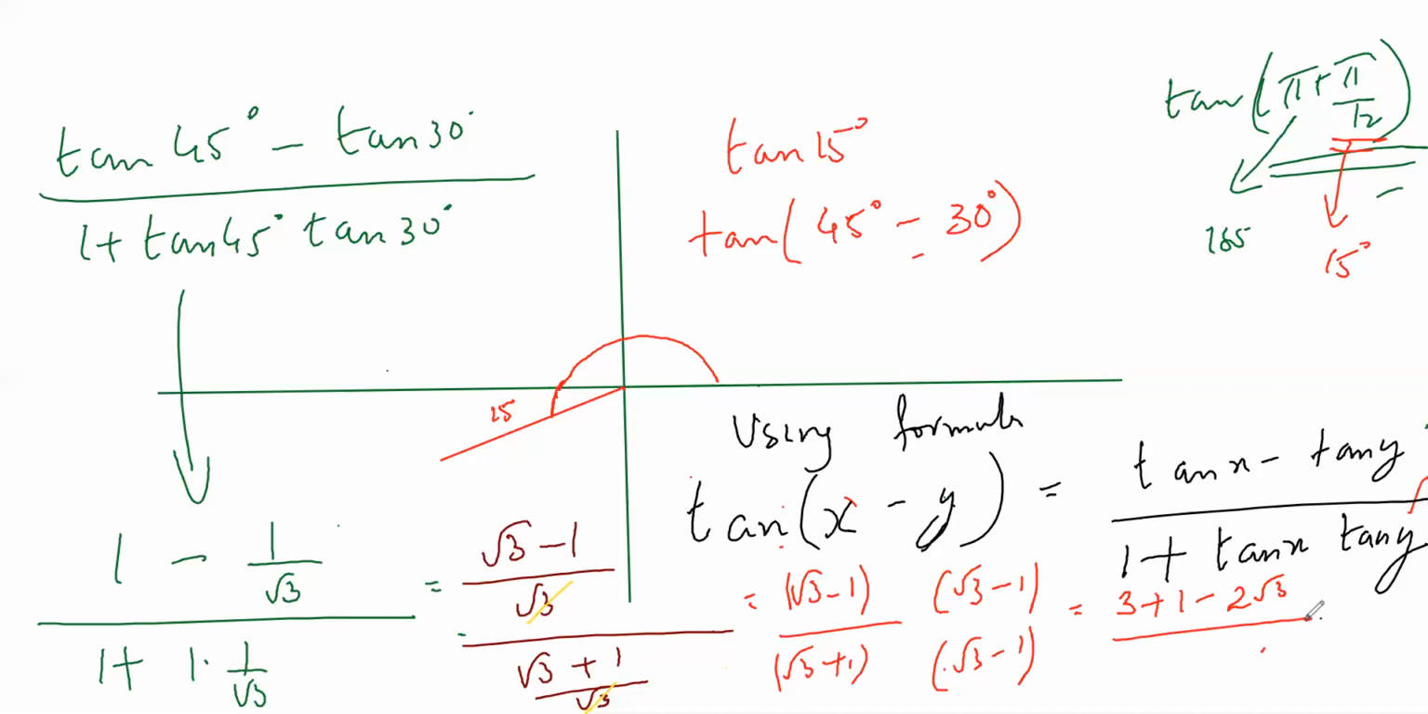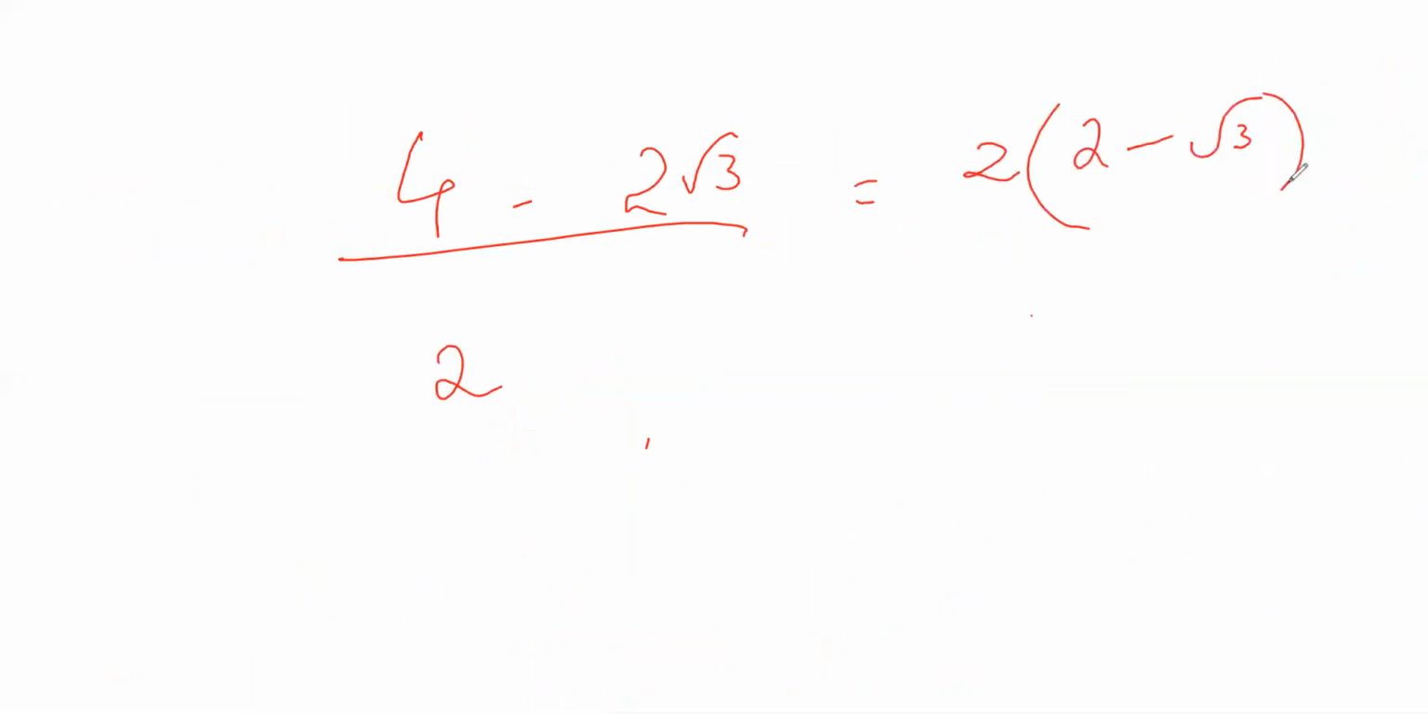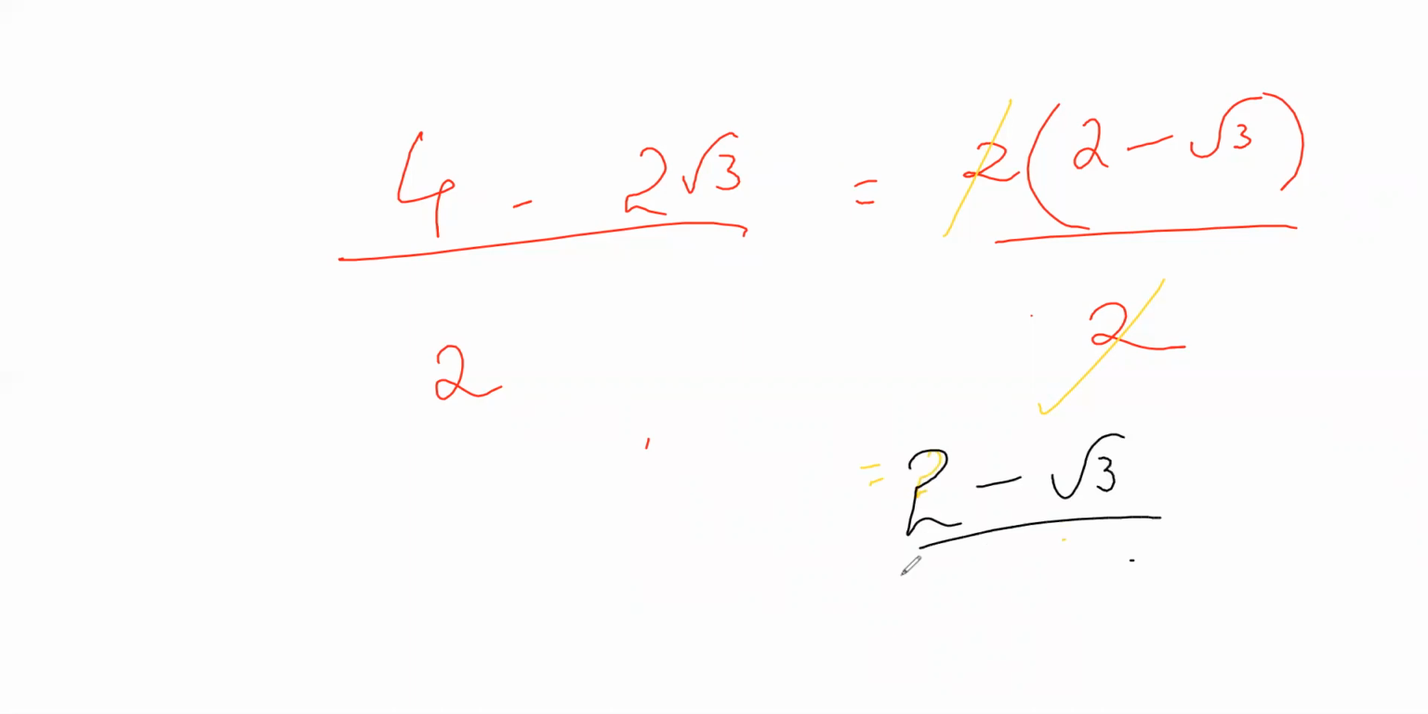Correct? By 3 minus 1, since this is a plus b into a minus b, I'll get a square minus b square. So 4 minus 2 root 3 I will get, 4 minus 2 root 3 by 2. If I just take 2 outside, 2 times (2 minus root 3) by 2. I can cancel the 2 and 2. So what is my answer I'll get? 2 minus root 3.